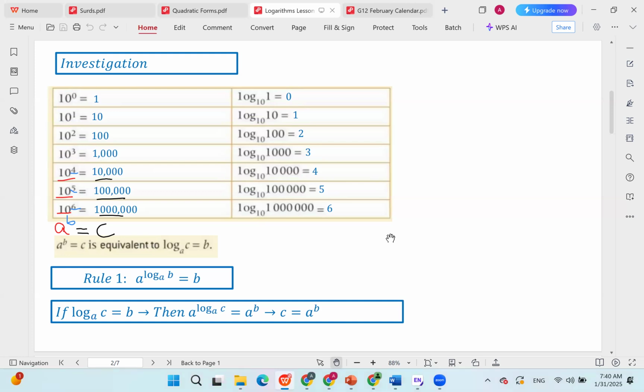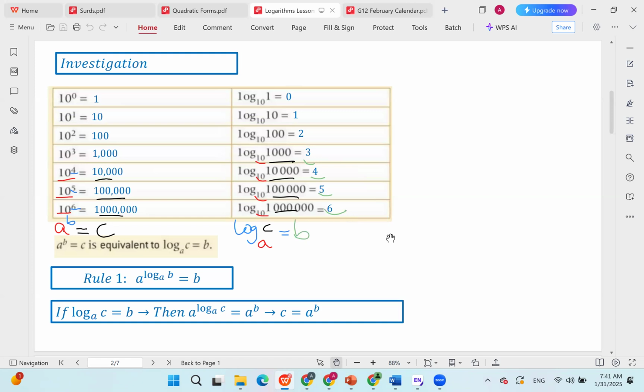So we first have log, and then the 10 we called A, so log base A. And then these big numbers with lots of zeros here, we call them C on the left. So we're going to write here C. And finally, on the right-hand side, these numbers were represented as B, so we're going to write B.